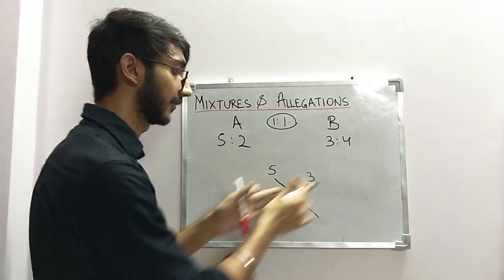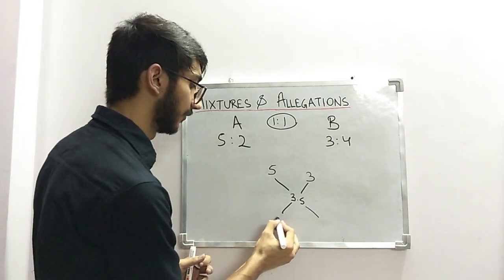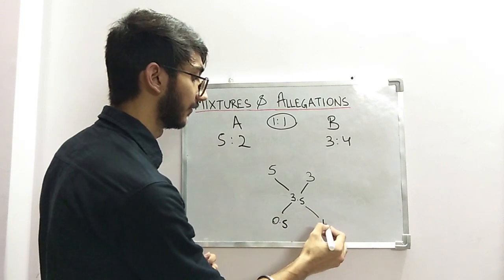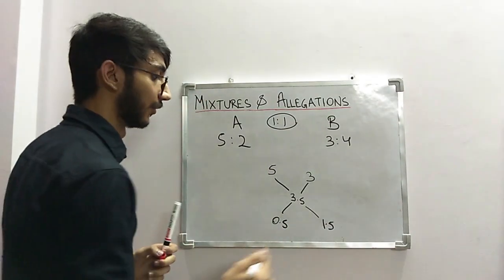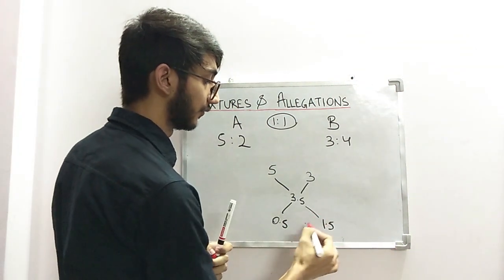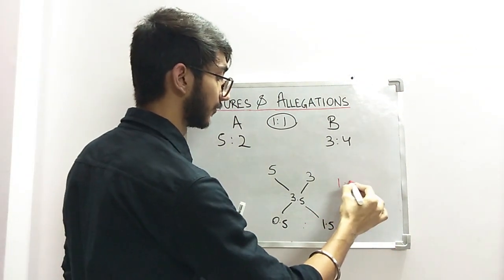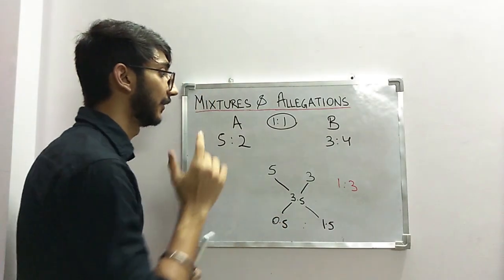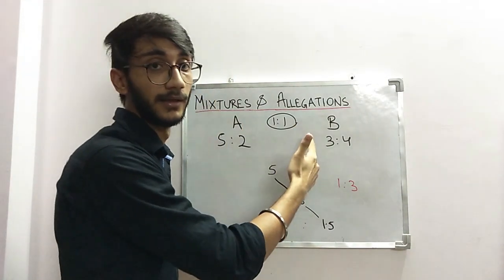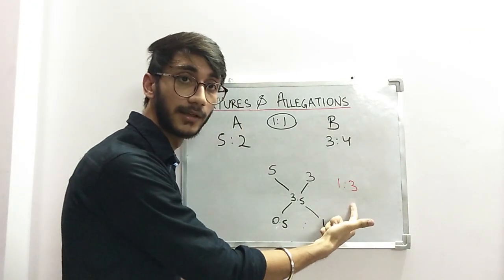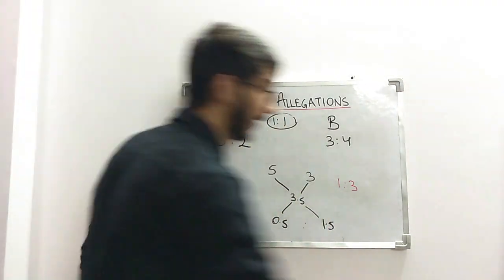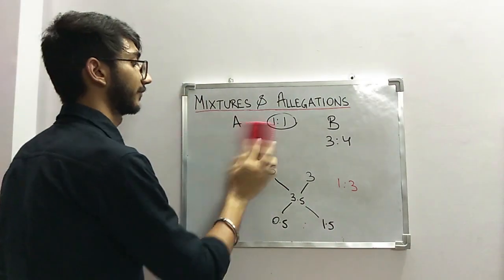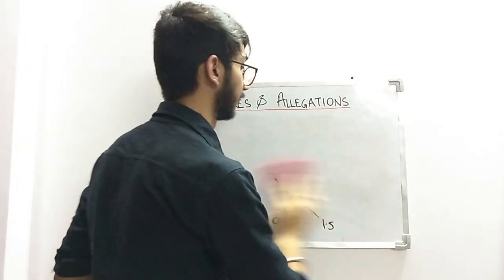Again do the same thing, calculate the differences. The difference will be 0.5 and here it will be 1.5. That means my required ratio will be 0.5:1.5, that is 1:3. That means I need to mix A and B in the ratio of 1:3, so as to get equal quantities of both of these in my mixture, right? So this was the question.